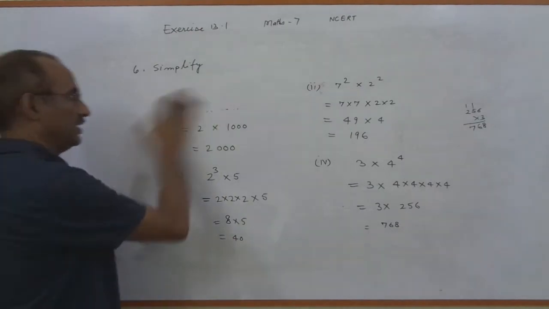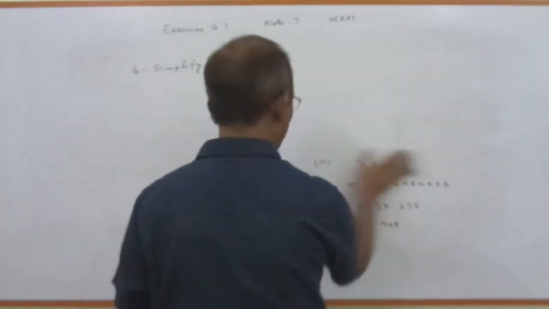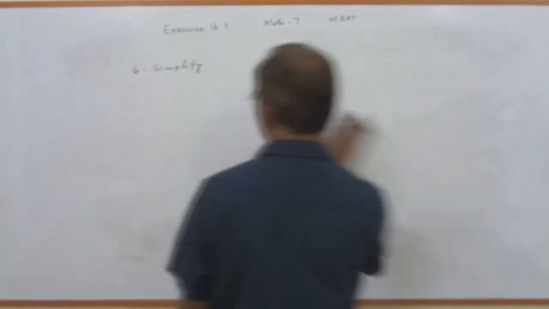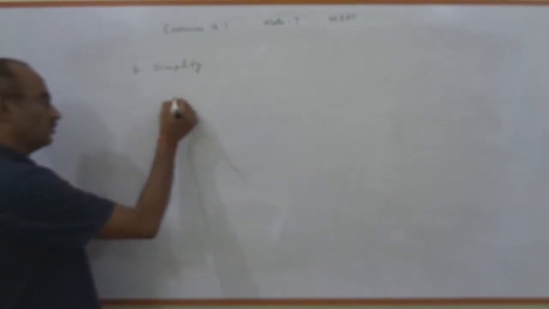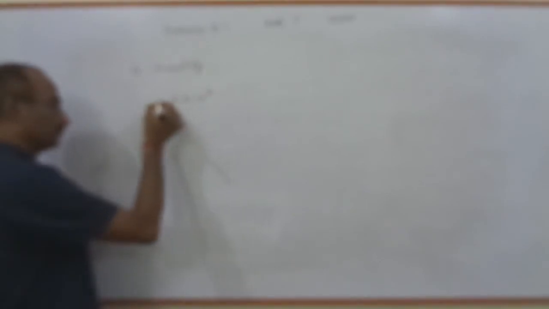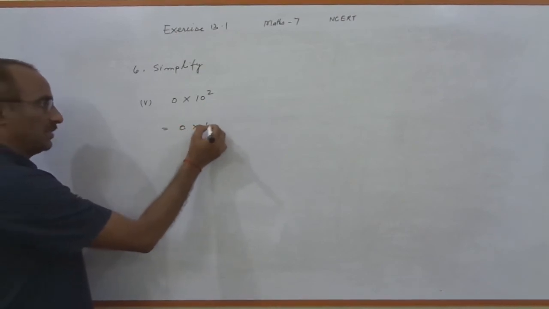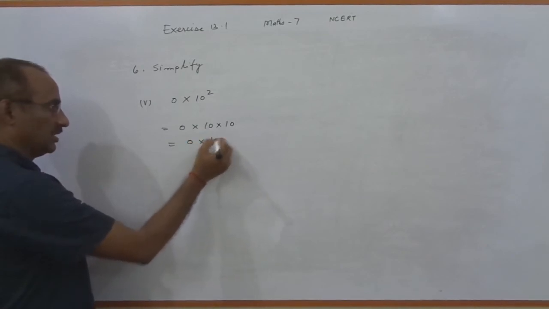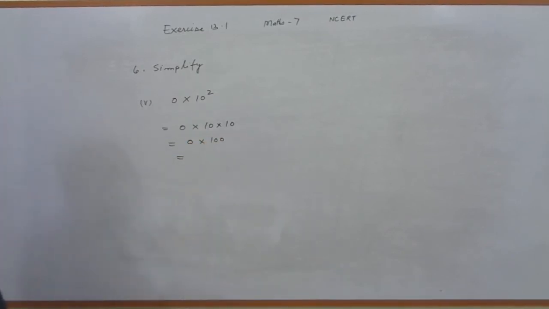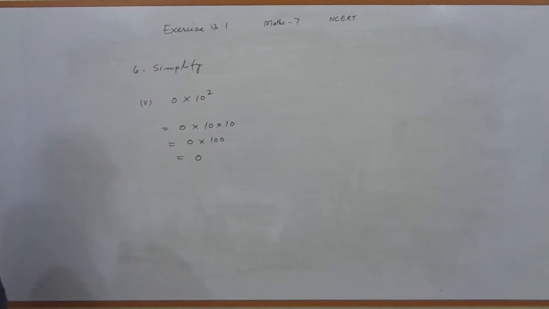Now come to question number 5. It is 0 multiplied with 10 to the power 2. So 0 is multiplied with 10 multiplied with 10, or we can say that 0 is multiplied with 100. When 0 is multiplied to any number, we get our answer 0. So this is 0.